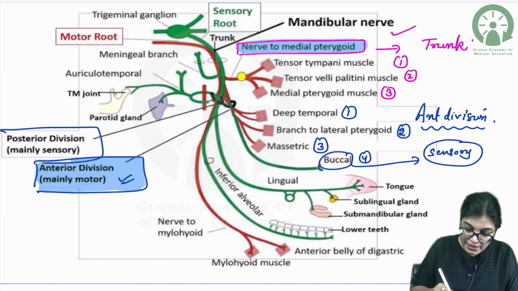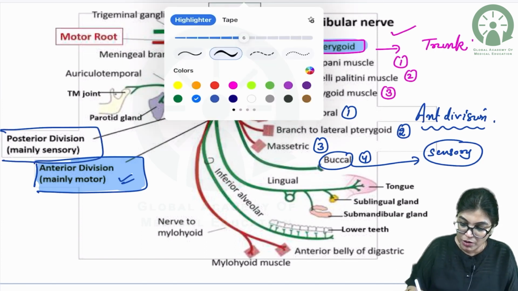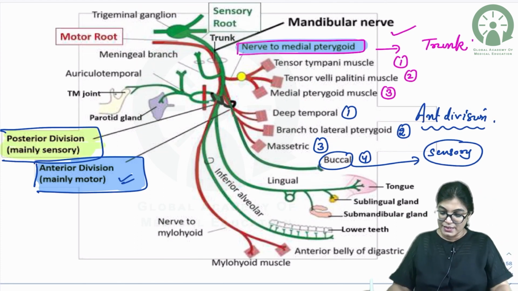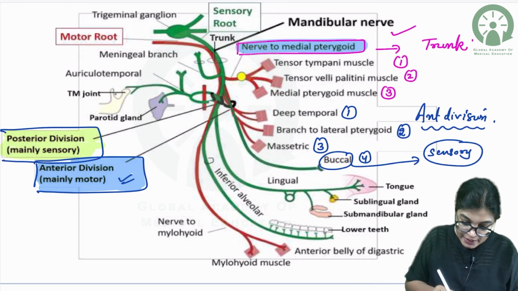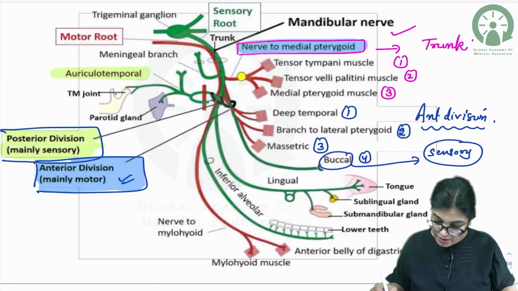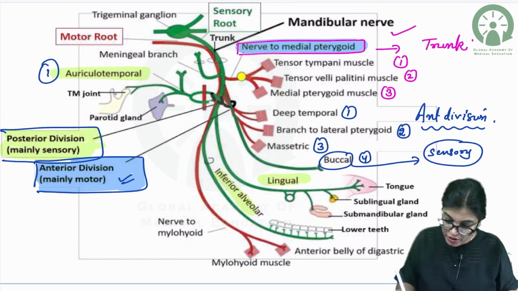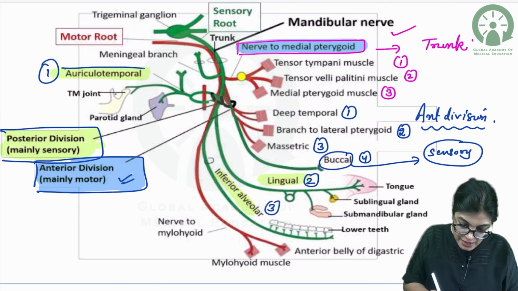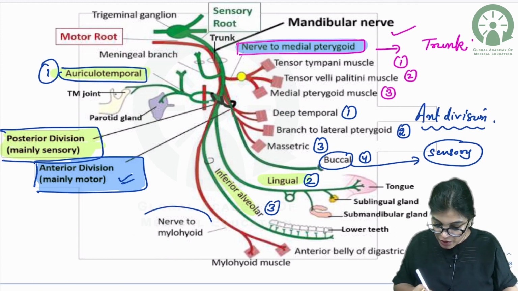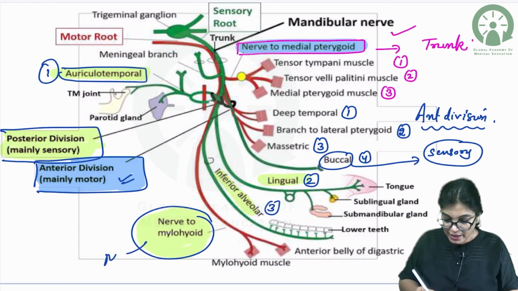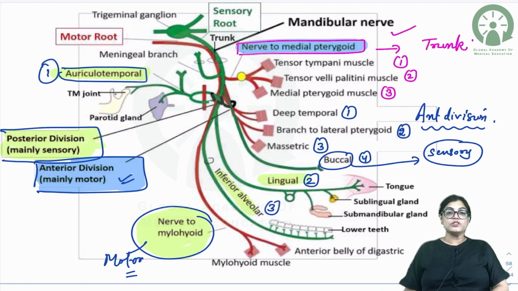Now talking about the posterior division. When I talk about the posterior division of mandibular nerve, it is mainly sensory. It gives three branches: auriculotemporal nerve, lingual and inferior alveolar. See here. So these three branches, auriculotemporal, lingual, inferior alveolar, are mainly sensory, but the inferior alveolar is giving one branch. The name of that branch is nerve to mylohyoid, which is motor. That means most of the branches of the posterior division of mandibular nerve are sensory except nerve to mylohyoid, which is motor. So got it?